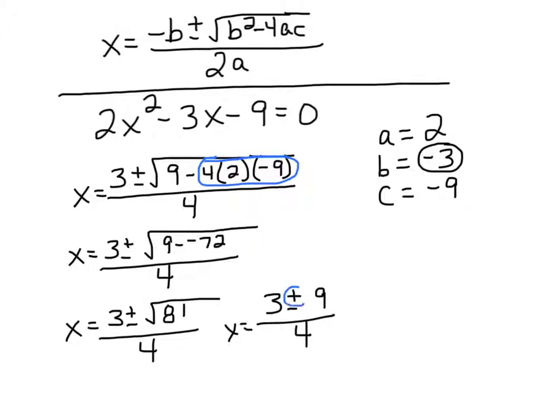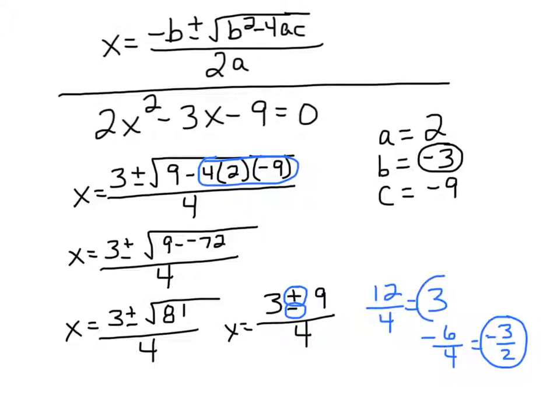If it's 3 plus 9, then I get 12 over 4, which is equal to 3. If it's 3 subtract 9, then I get a negative 6/4, which I might want to leave like that, or I could say that it's the same thing as a negative 3/2. So I have two different possible answers for this quadratic equation. X is either equal to 3 or x is equal to a negative 3/2.